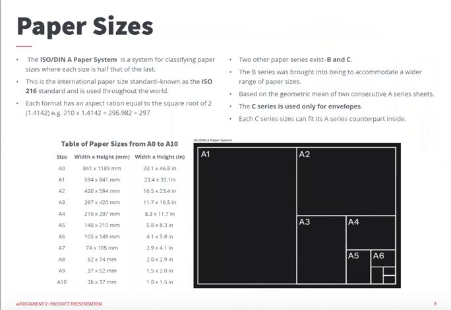Paper stock is usually based on sizes A0 through A10, which is all part of the ISO/DIN A paper system, which is a system used for classifying paper sizes where each size is half that of the last, starting from the A0 master sheet size.